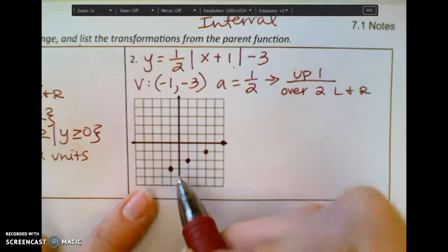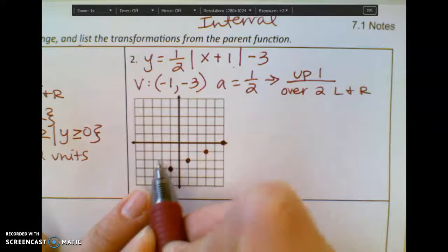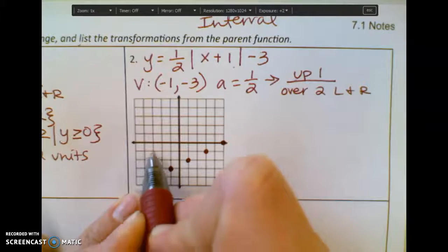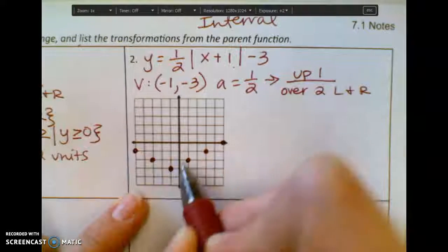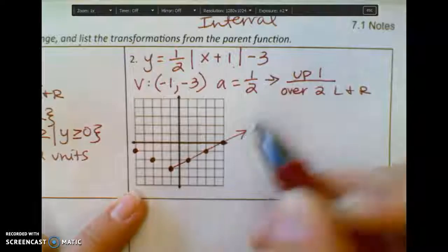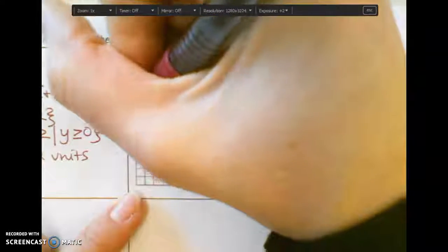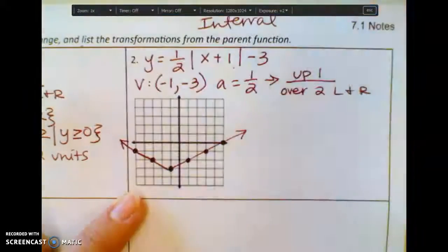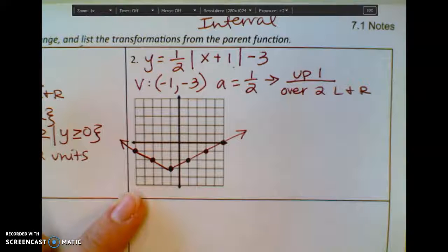But we're not done. We should have a V shape, so we go left. We go up 1 and over 2 left, up 1 and over 2 left. So make sure that you don't stop graphing until you get some type of V shape. So here is our function, our graph.